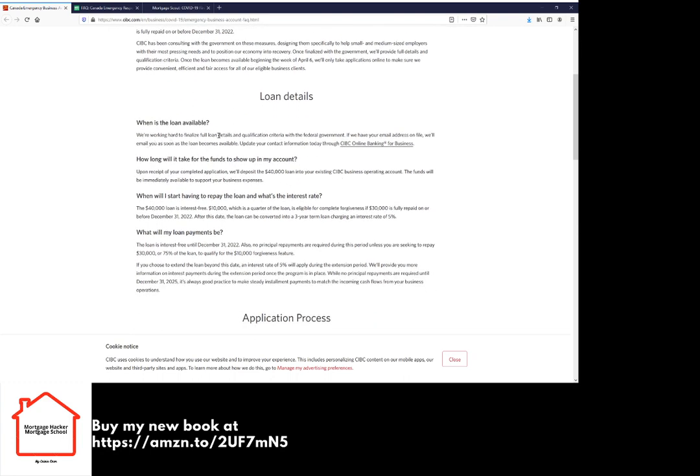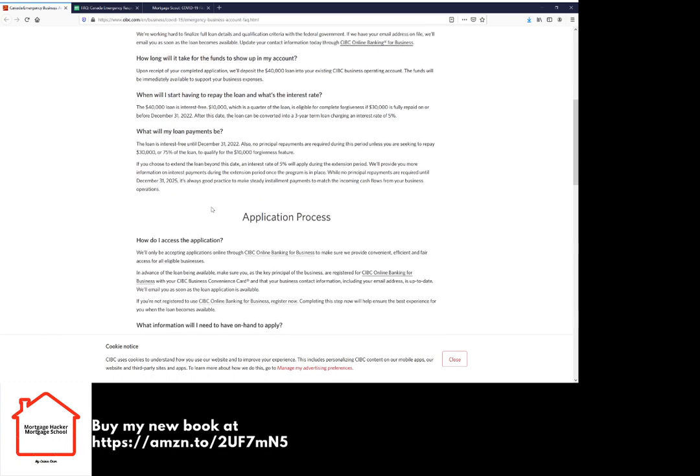When is it available? It is not yet available. It looks like you should be able to apply for it on April the 6th. Every bank has their own policy to apply. I do believe that you have to have the business account with that bank. So if your business account is with CIBC, then you go through them. If your business account is with Royal Bank, then you go through them. Okay, so how long does it take? It is upon receipt of your completed application. The $40,000 is interest free, and a quarter of the loan can be eligible for forgiveness.